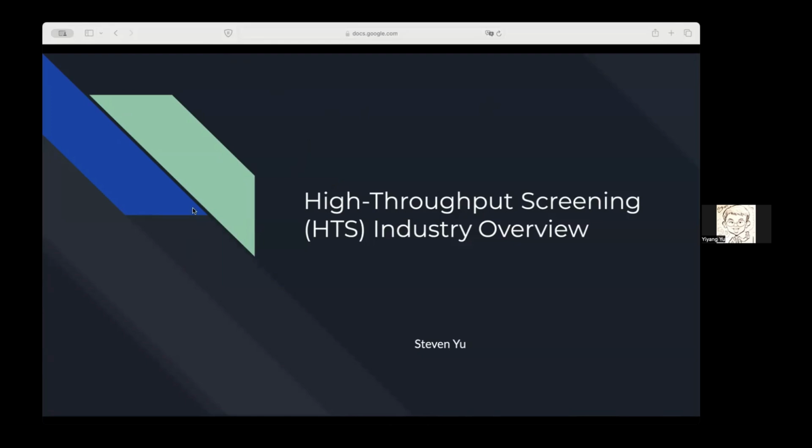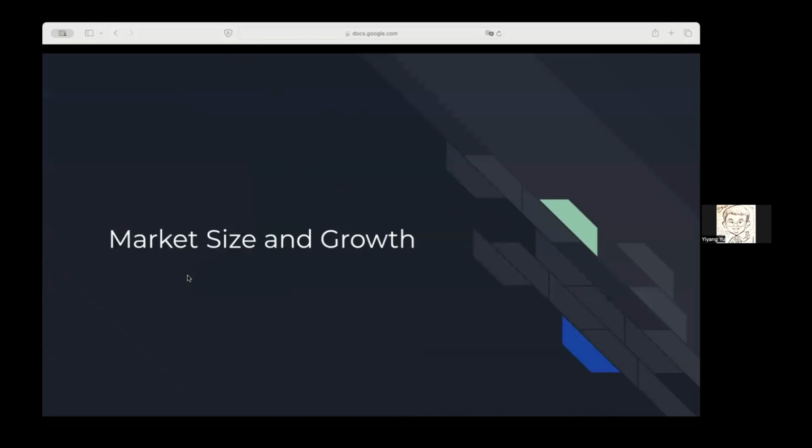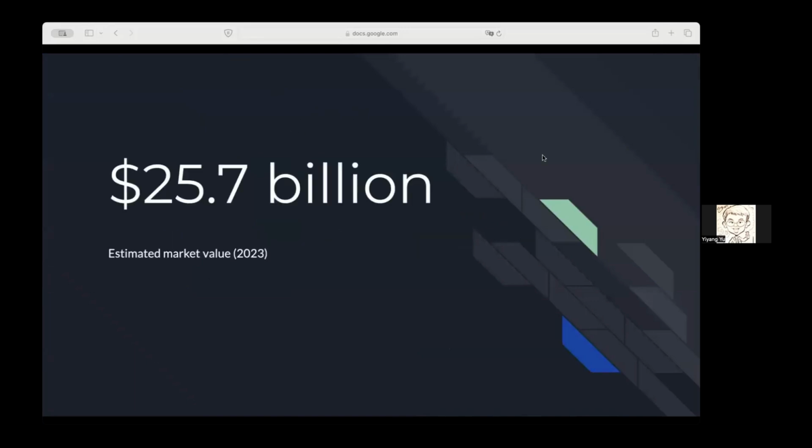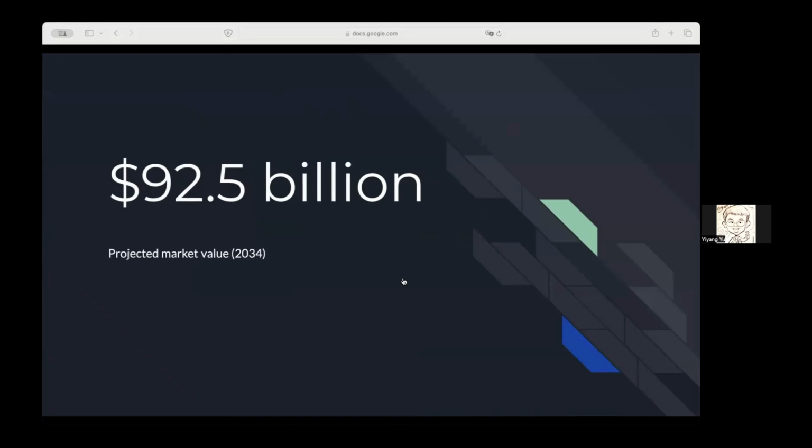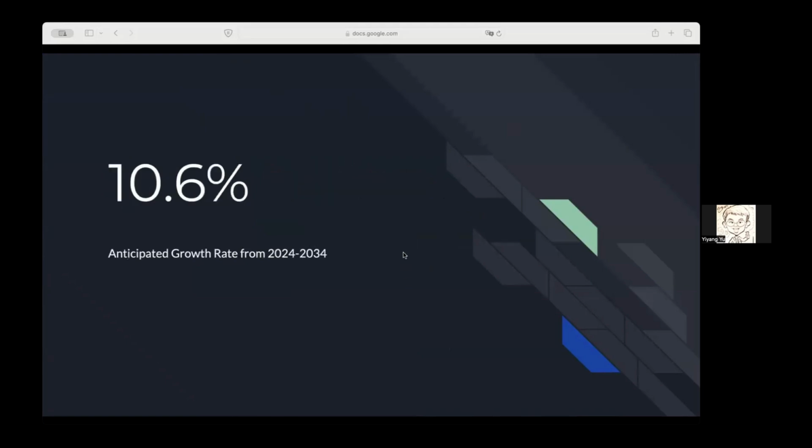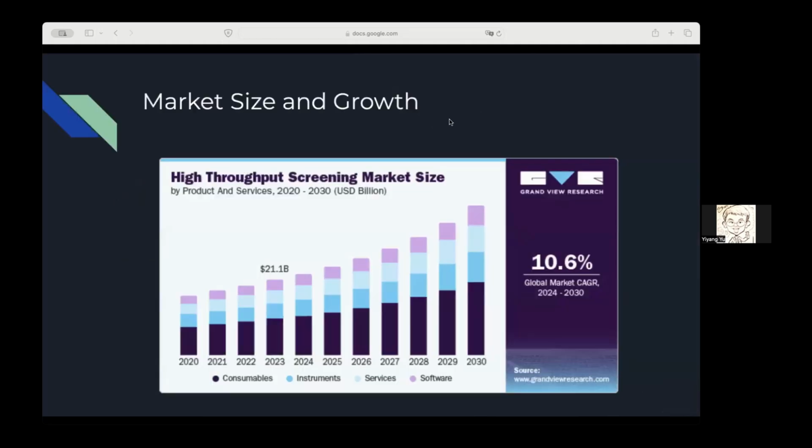Okay, so I'm going to give a pretty quick overview of the HTS industry. So let's first talk about the market size and the growth. Based on the data, the estimated market value in 2023 is $25.7 billion in general market. And then the projected market value by 2034 will be $95 billion. So the anticipated growth rate from 2024 to 2034 will be about 10.6%. And this is a plot that shows this trajectory, which is crazy.